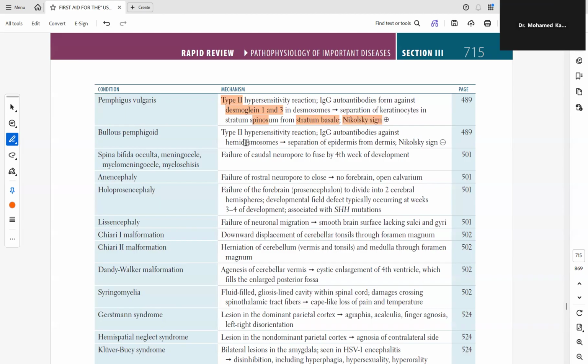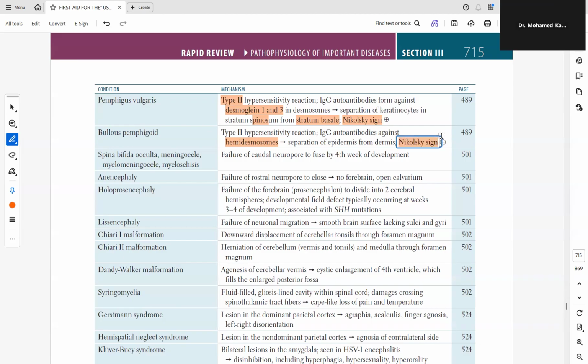Bullous pemphigoid is also a type 2 hypersensitivity reaction. IgG autoantibodies against hemidesmosomes. So here, this is against hemidesmosomes, while the other is against desmoglein 1 and 3 in desmosomes. Separation of the epidermis from the dermis and negative Nikolsky sign.